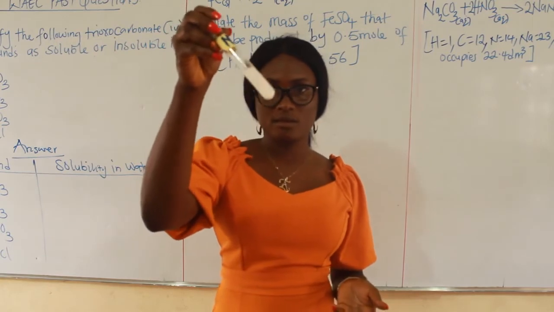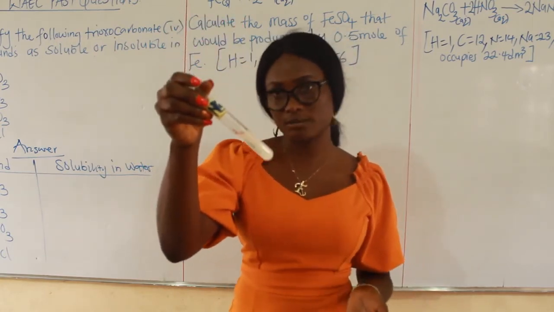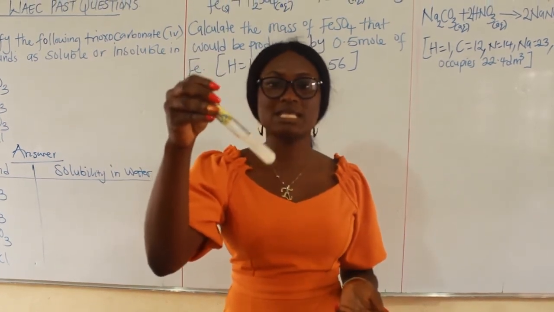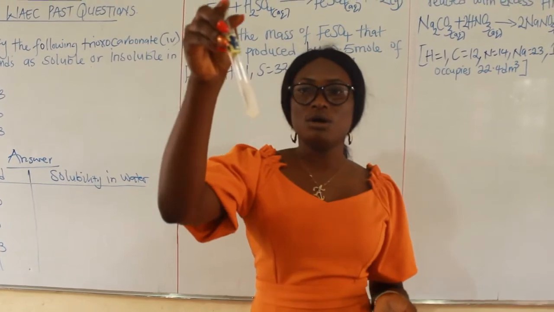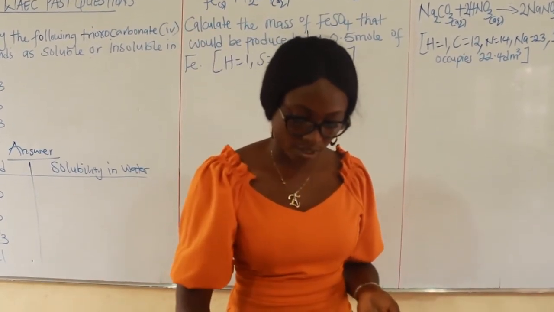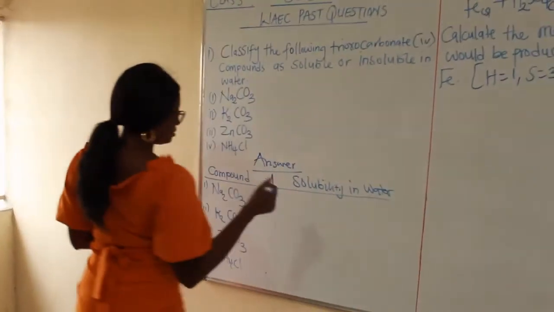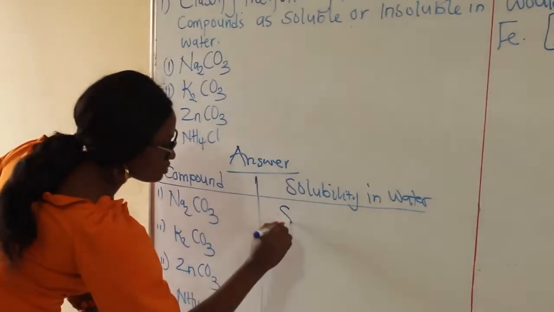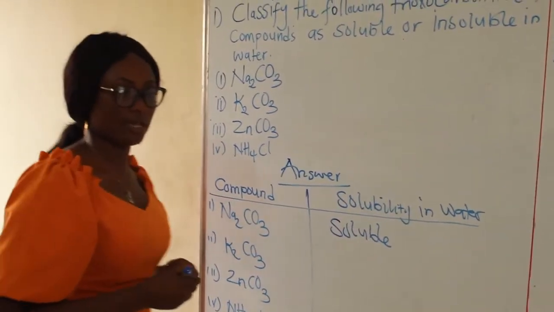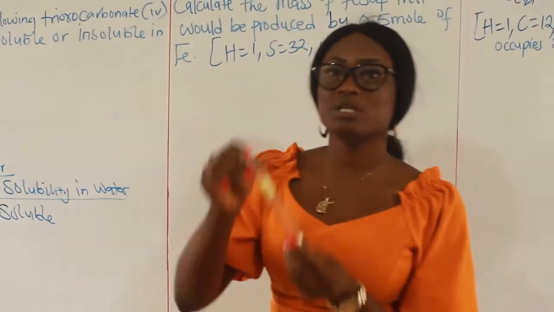From here, if you look very well, you will see that the particles dissolved in water. You can't find any of those particles we started with. So it means that this sample or this compound is soluble in water. So you write sodium carbonate, you write soluble. This is the best way to answer it when you come across it.